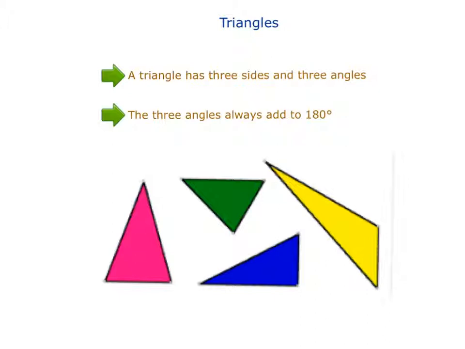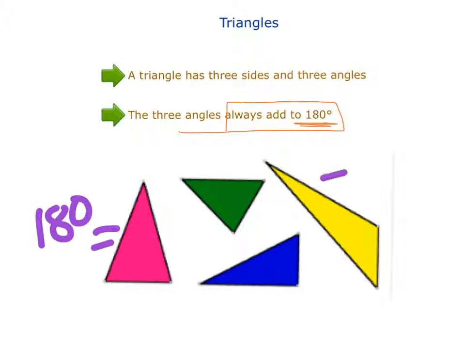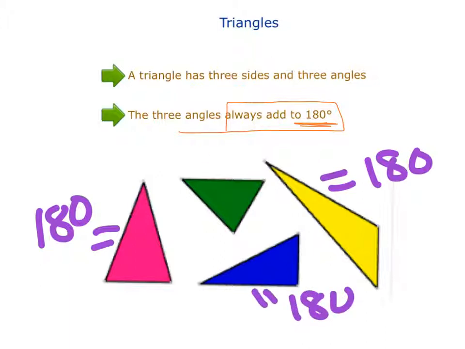The first thing we need to know is that in all triangles, the three angles will always add up to be 180 degrees. So it doesn't matter which triangle I pick in the diagrams below, they all equal 180 degrees. It doesn't matter if they're big, if they're small, all of them will equal 180 degrees.